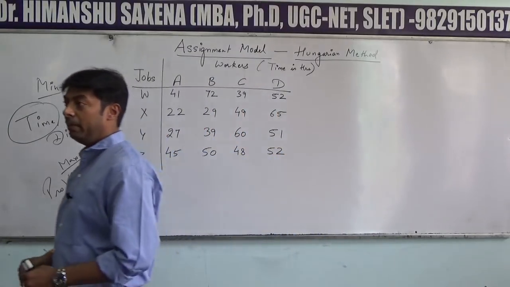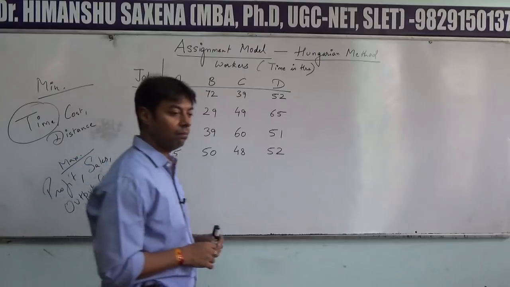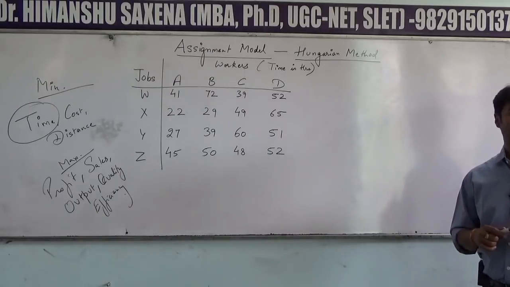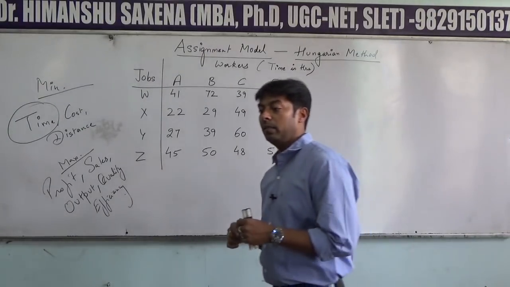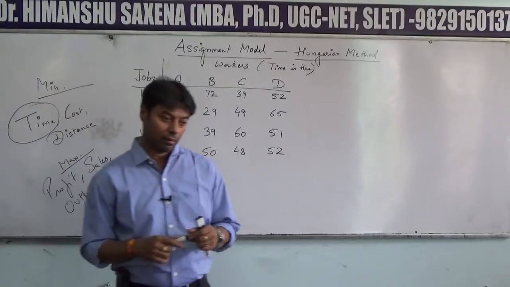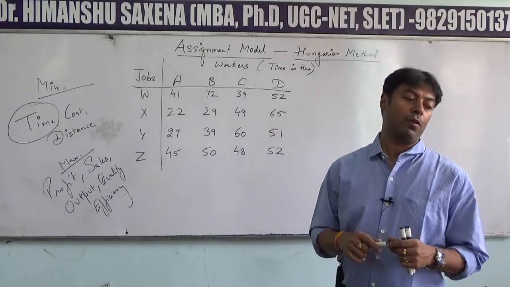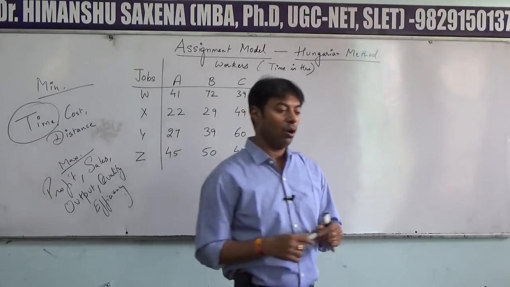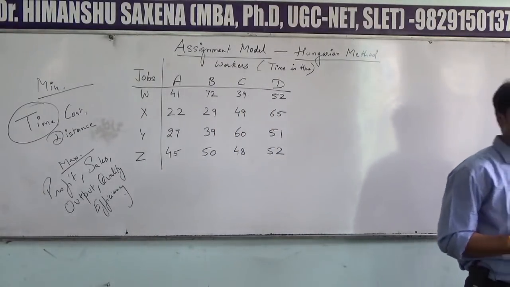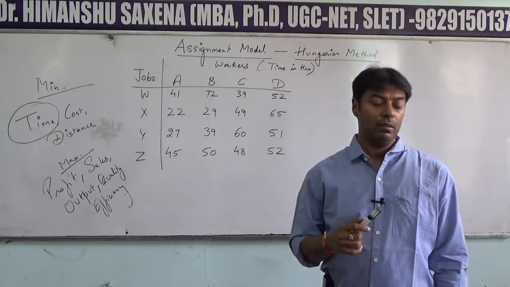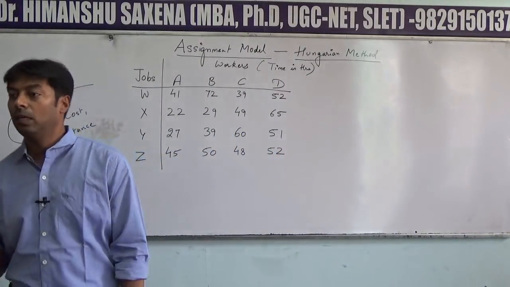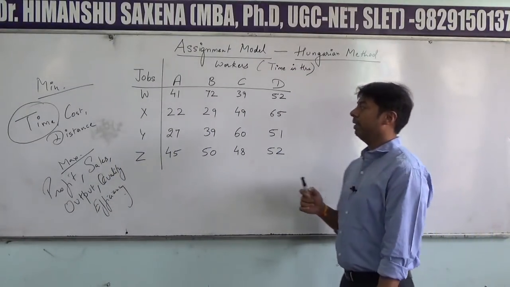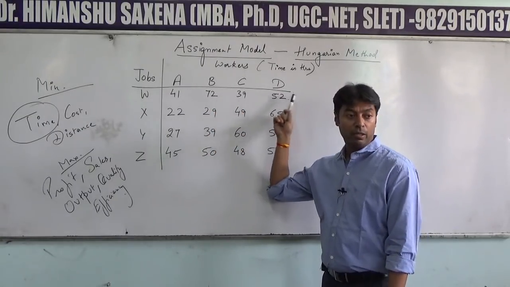Select the minimum element from every row and subtract it from all the elements of the respective row. Full stop. Now, how to solve it? We will have to select the minimum value from every row.